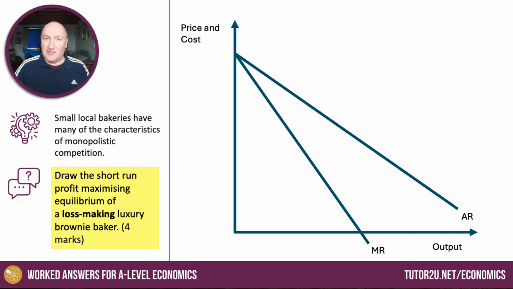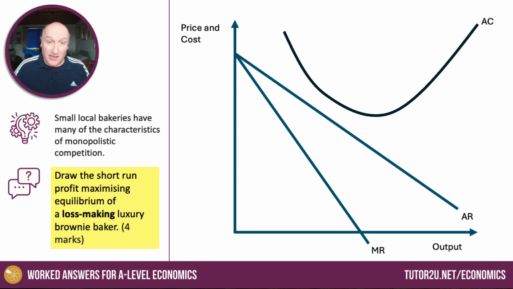Now we're told the business is making a loss, so that must mean the average cost shown here lies above the average revenue curve, AR. Let me put in the marginal cost there. So 2 short-run revenue curves, 2 short-run cost curves.